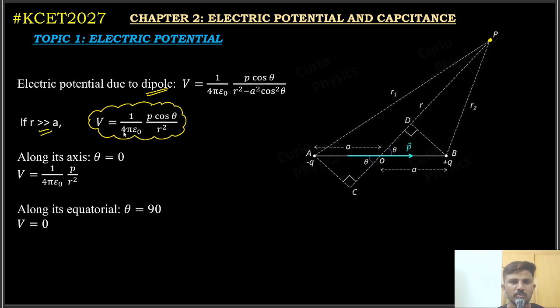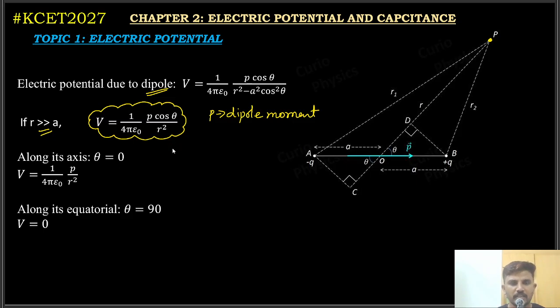That is, V is equal to 1 by 4 pi epsilon naught, p cos theta by r square, where p is the dipole moment, r is the distance of the point from the dipole, and cos theta is there. The 1 by 4 pi epsilon naught value, you know.